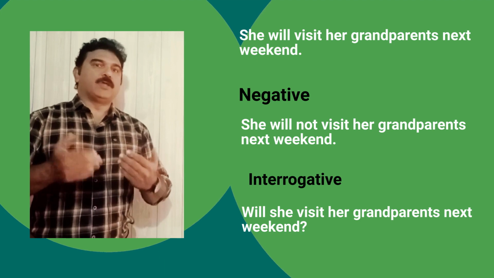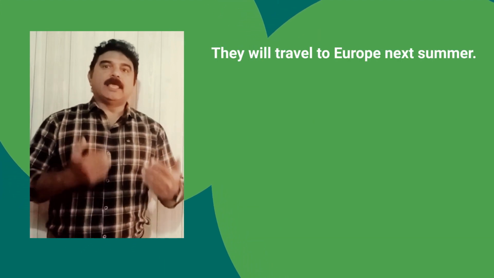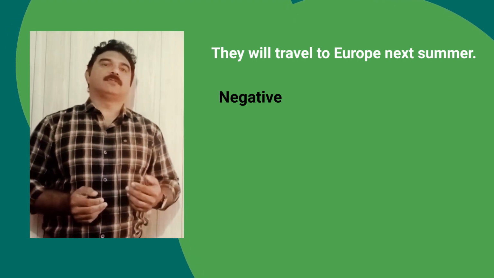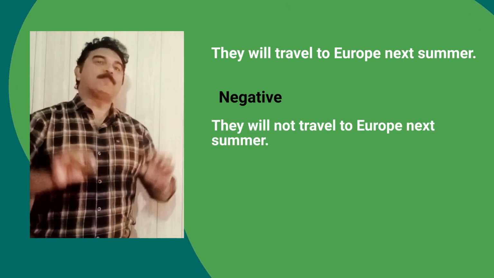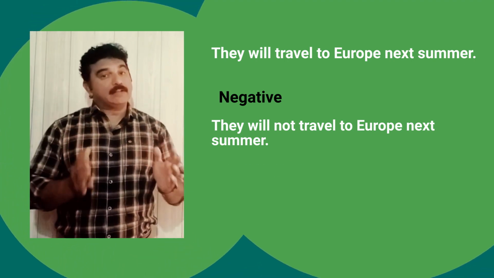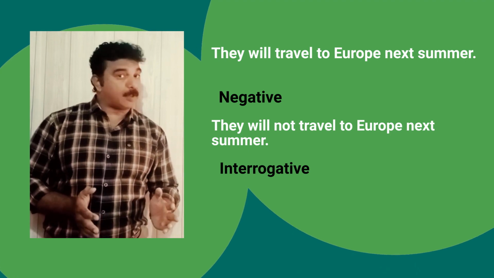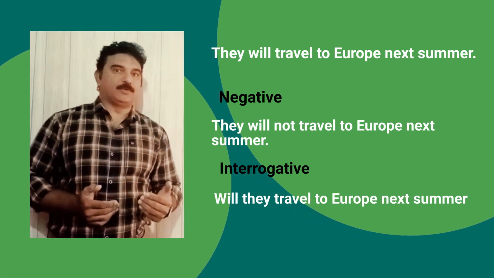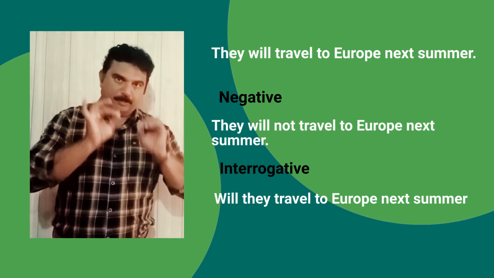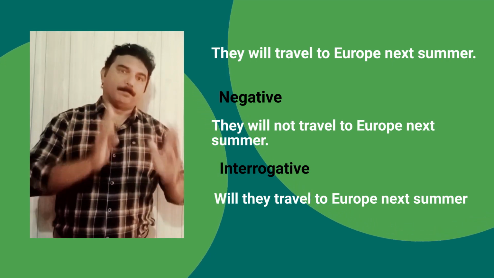One more sentence that we have used, we will take it back: they will travel to Europe next summer. How to make a negative sentence? They will not travel to Europe next summer. And then how to make an interrogative sentence? Will they travel to Europe next summer? So that became the interrogative sentence. I hope all of you understood what is simple future tense, how to make it, and how to also use interrogative and negative sentences in simple future tense.